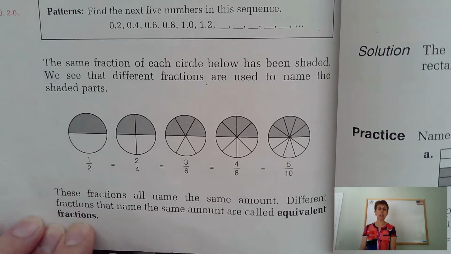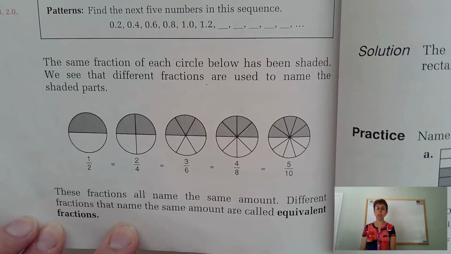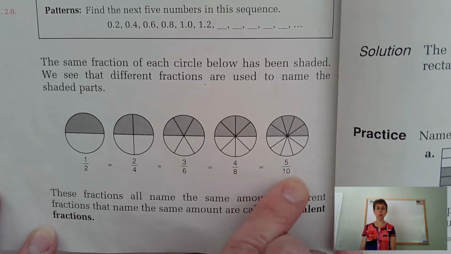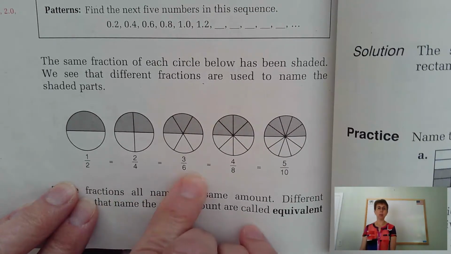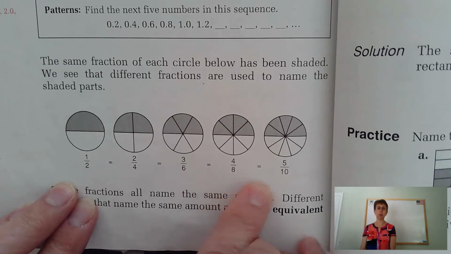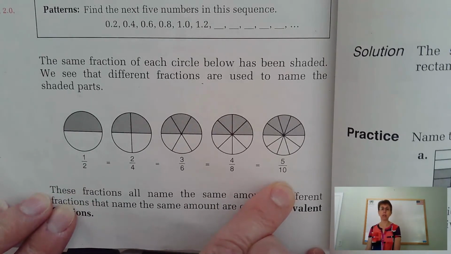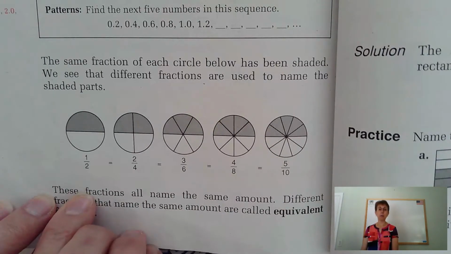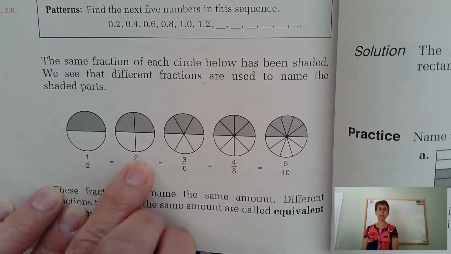As it says here, these fractions all name the same amount. Different fractions that name the same amount are called equivalent fractions. So these fractions are all equivalent. They are equal to one another. So we have 1/2 is equal to 2/4 is equal to 3/6 is equal to 4/8 is equal to 5/10. All of these are equal to one another. They are equivalent fractions.